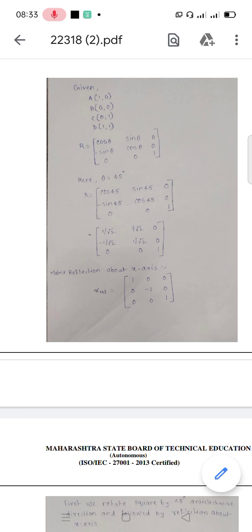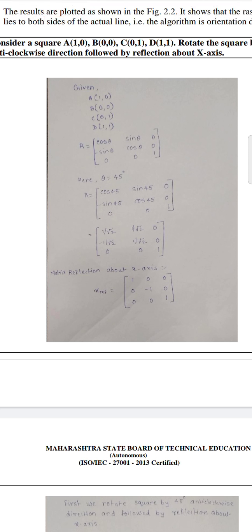You have to multiply both the matrices because you are performing a composite transformation. Initially you have a rotation by 45 degrees, and then a reflection about the x-axis. So you have the rotation matrix which you computed, then the reflection matrix which you computed. This is the multiplication.